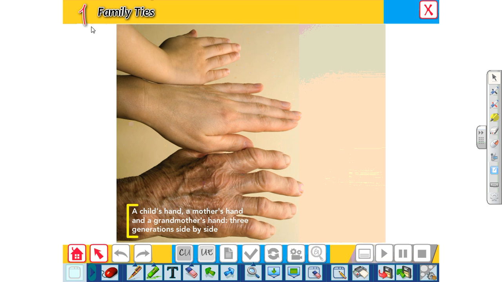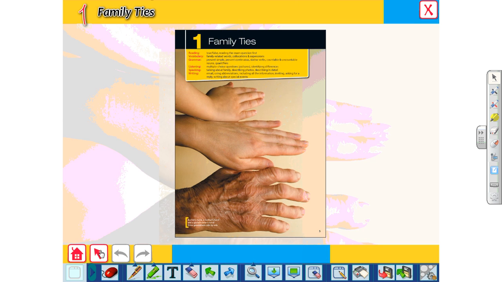And that's our title, which is Family Ties. So ties means the connections between people in the same family. Now let's move to our main lesson, which is the reading lesson.